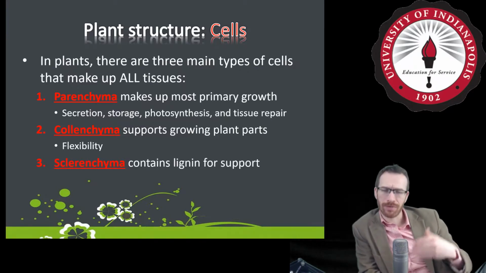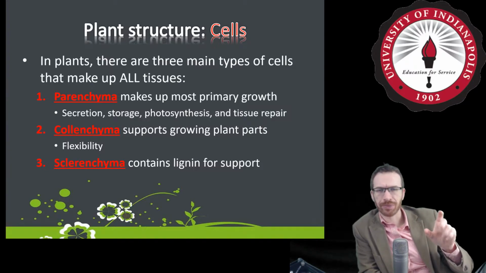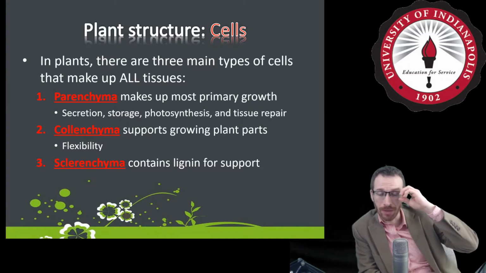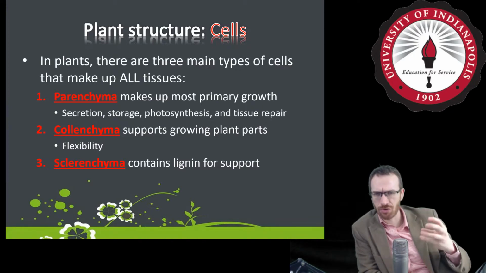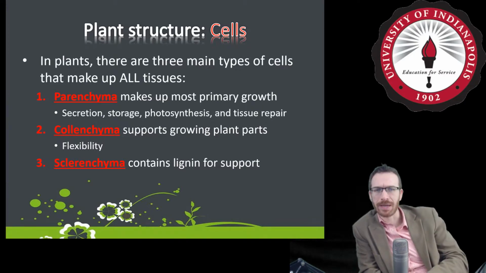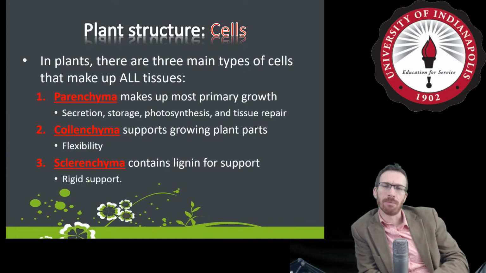And then of course we have sclerenchyma, and sclerenchyma is going to be very, very thick cell walls, lots of lignin. Lignin is a very large chemical that basically gives these cells a lot of strong support, makes them very rigid, and that's the main role of these cells, rigid support for the plant. This is present in things like bark, periderm, which we'll talk about later.